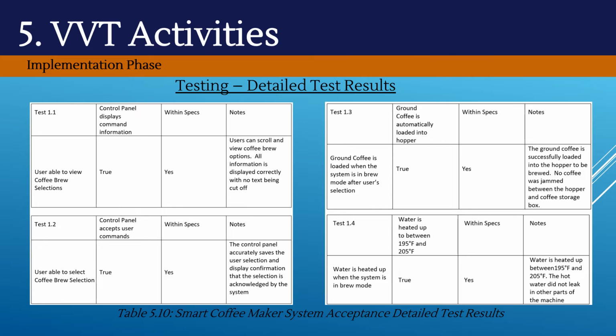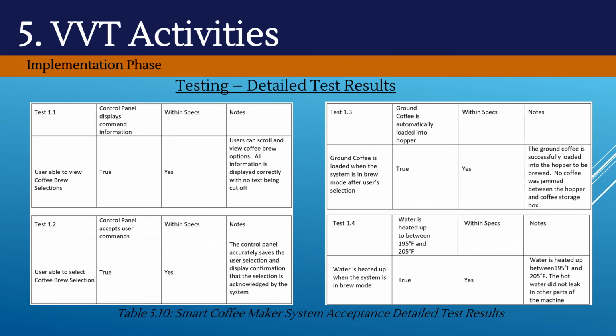So next, we provided the detailed test results, examples of our smart coffee maker system. It's very important because the test results are the expected outcome of the test cases that we documented. And we have to look at these test results to see if it's passing or not. Because if it's not passing, then there's something seriously wrong with the system or something wasn't designed correctly.